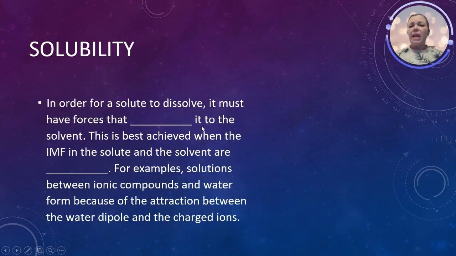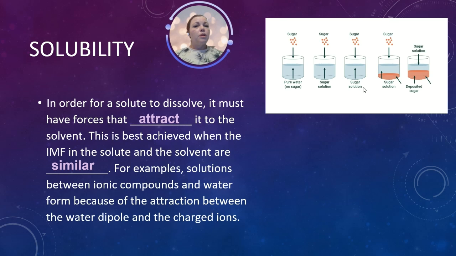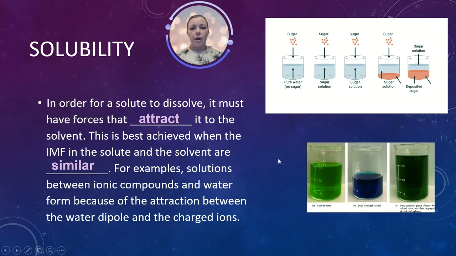So solubility. In order for a solute to dissolve, it must have forces that attract it to the solvent. This is best achieved when the IMFs in the solute and the solvent are similar. So for example, solutions between ionic compounds and water form because of the attraction between the water dipole and the charged ions. And the opposite is also true. So we would not expect sugar to dissolve much in water because sugar is a non-polar substance, whereas water is polar. So, sugar is covalent, whereas water is polar. So you would mostly see sugar stay at the bottom, although you do have a little bit of sugar that will dissolve in the water.